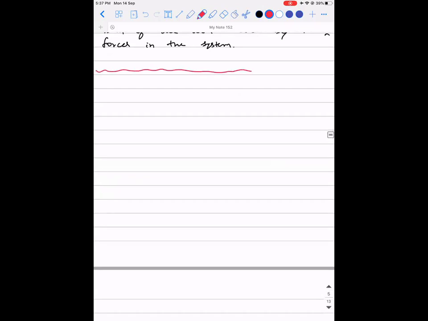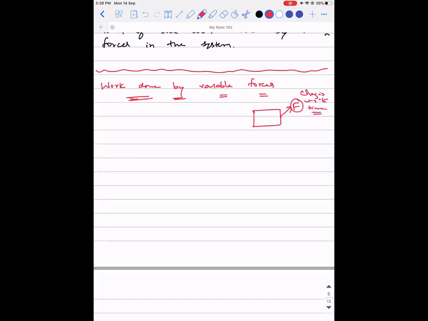Now the next scenario that is going to exist is, what is the work done by variable forces? Okay. So what we mean by variable is, when you apply a force on the object and this force is changing with respect to time. If this is happening, that kind of force is said to be a variable force.